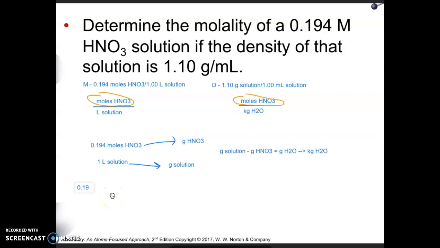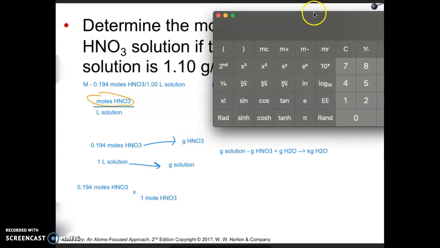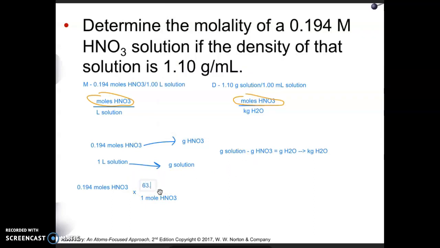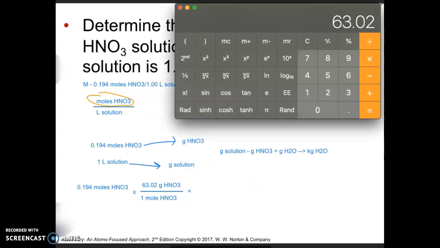So my 0.194 moles of nitric acid, well, dimensional analysis, I just need a molar mass. 1 mole of HNO3 is 1.01 for hydrogen, 14.01 for nitrogen, and 3 times 16 for oxygen. 63.02 grams is my number there. And so I put that in and I solve: 63.02 times 0.194 would give me 12.2 grams of nitric acid.